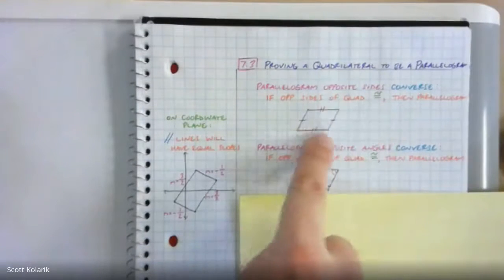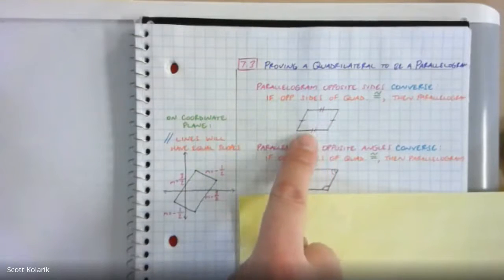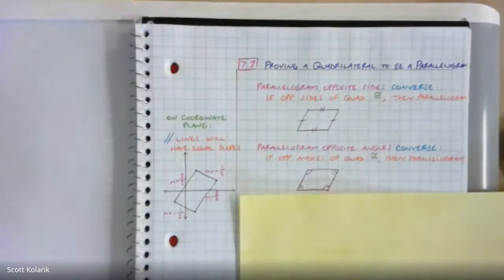In other words, here I'm starting with the other piece of information, namely that opposite sides are congruent, then it must be a parallelogram. In section 2, I started with the parallelogram, therefore opposite sides are congruent.